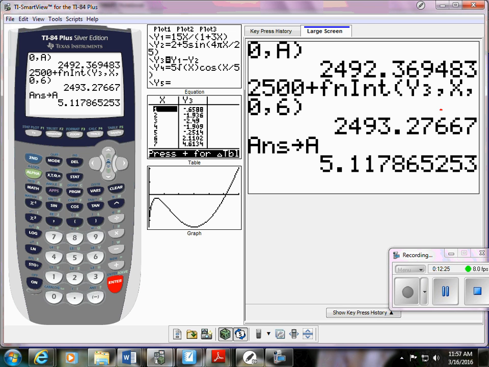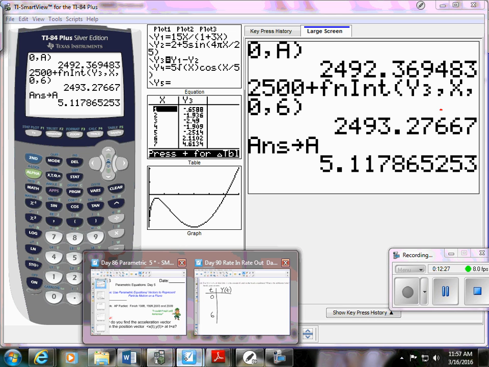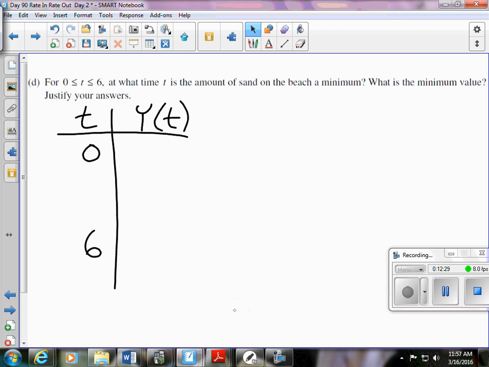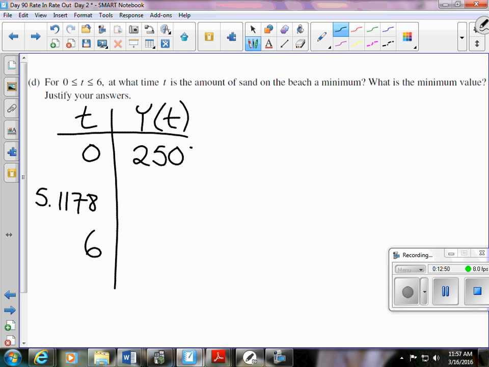So now I know that the absolute min can occur at 0, 6 or 5.11. Okay, that's good enough. Now we just have to compare the amount of sand at each of these times. What's the amount of sand at time 0? 2,500, right? That's what they gave us, the amount of sand at time 0.